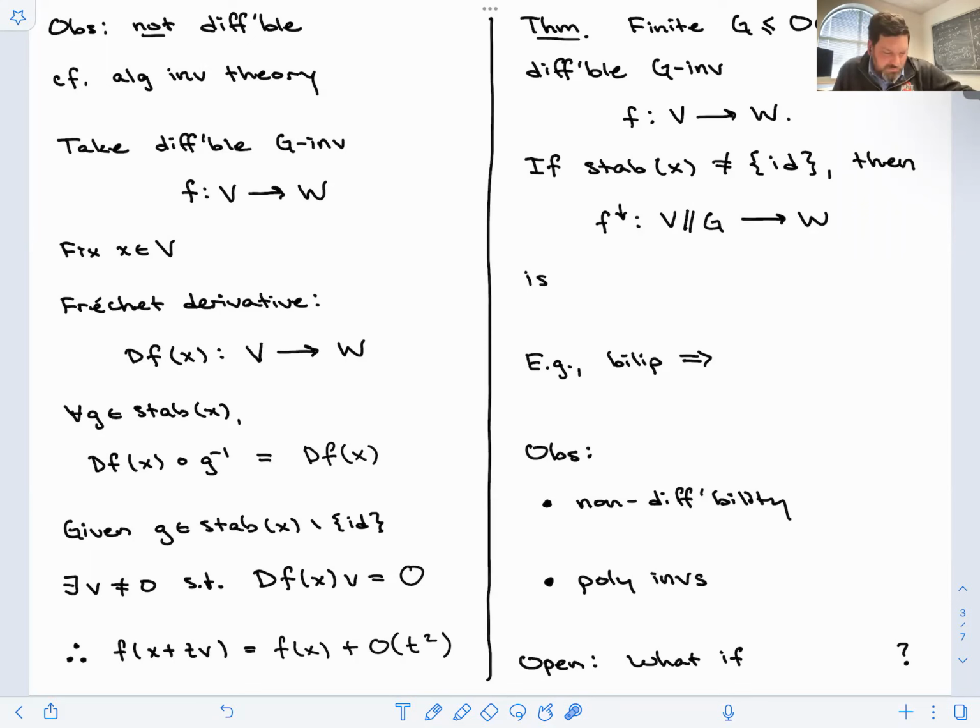Okay. So for finite G, if I have a differentiable G invariant map, I take a point that has a non-trivial stabilizer. Remember, this map factors through the metric quotient. I refer to the other factor as this F down arrow thing, whatever. This guy is not lower Lipschitz at bracket X. Okay.